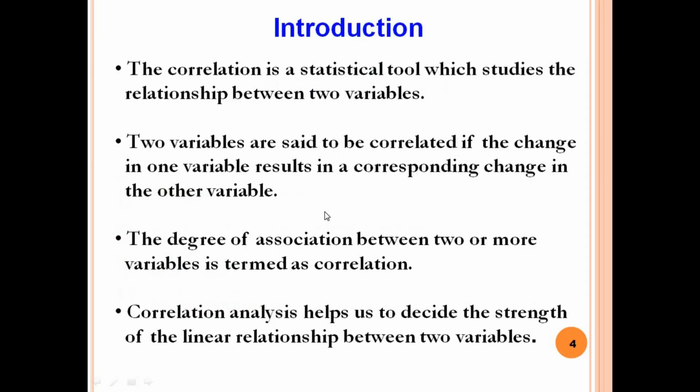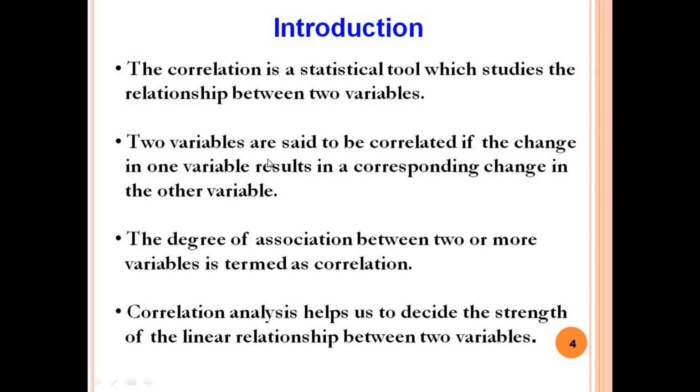First you see, correlation is a statistical tool which studies the relationship between two variables. Suppose we are considering x and y. These are the two variables and we are going to find out the relationship between these two variables. Then this is called the correlation between them.